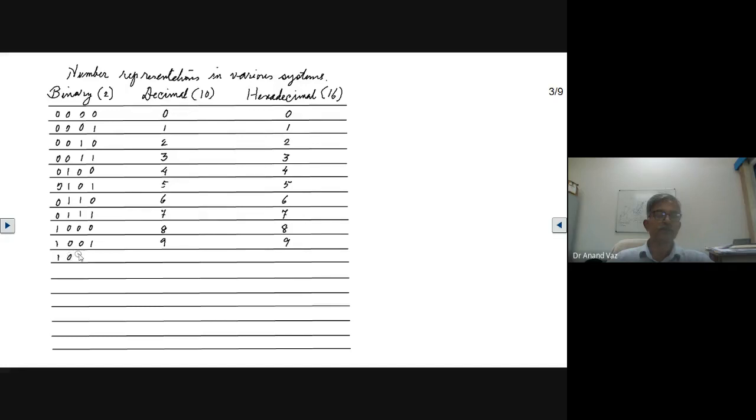Then 1, 0, 1, 0. This is 10 in the decimal system. And you can see that now you are representing this number by 2 digits. This is written as A in the hexadecimal system; we just use 1 digit only for this. Here, 1, 0, 1, 1. This is 11. Now you are representing it using 2 digits. Here it is B.